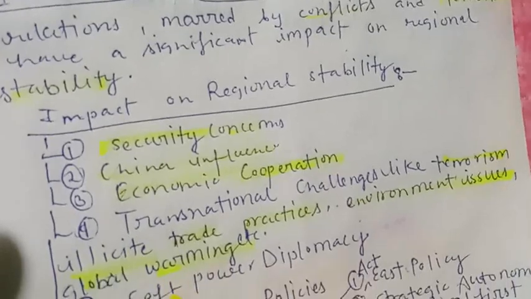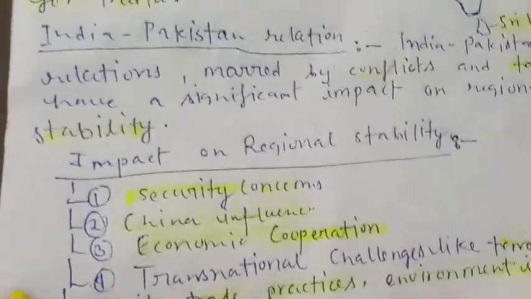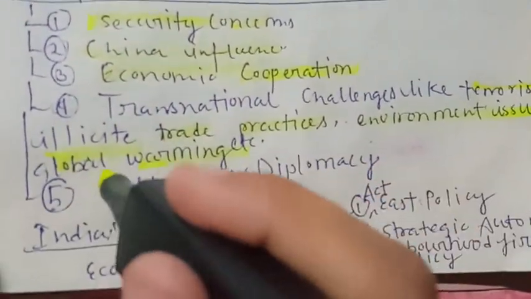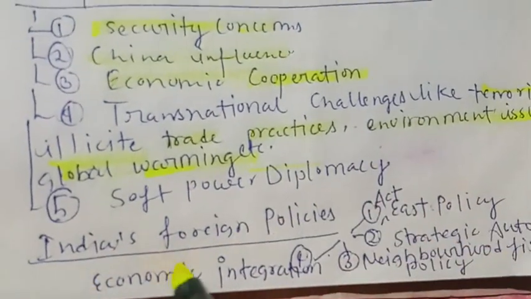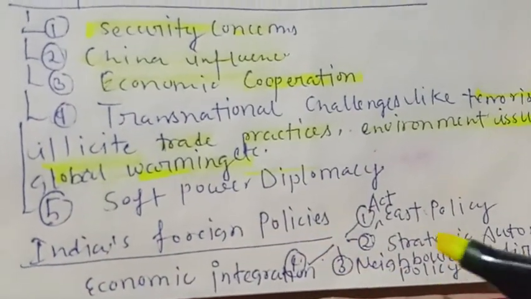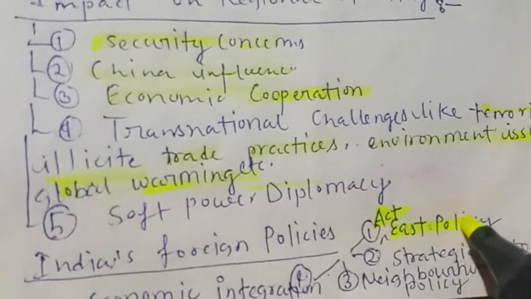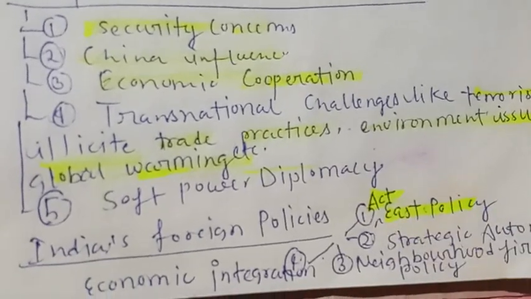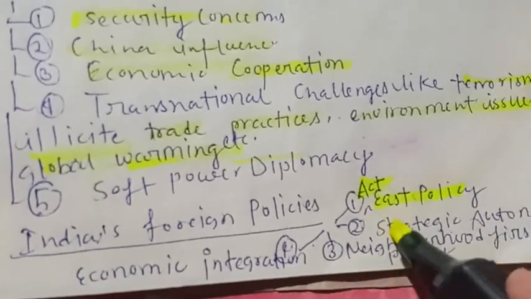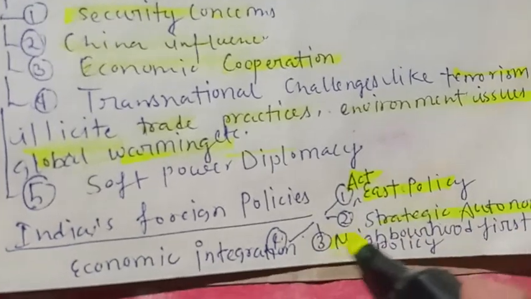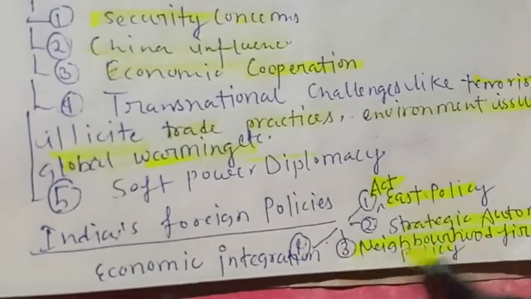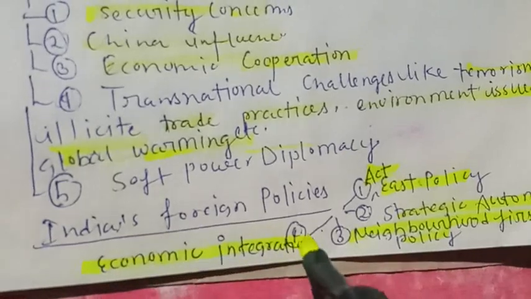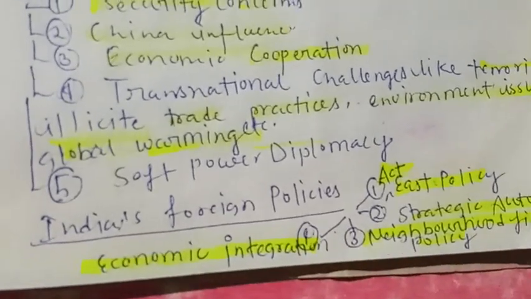Fifth point is soft power diplomacy. And India's foreign policy. What are India's foreign policies? First is the Act East policy, and second is strategic autonomy. Third is the Neighborhood First policy. Fourth is the economic integration policy.